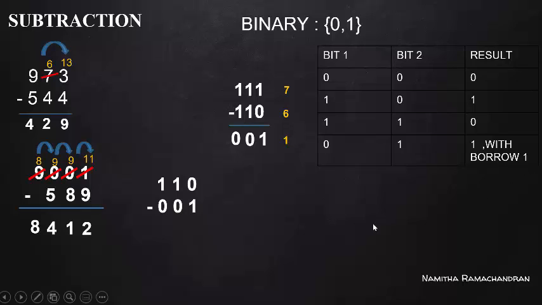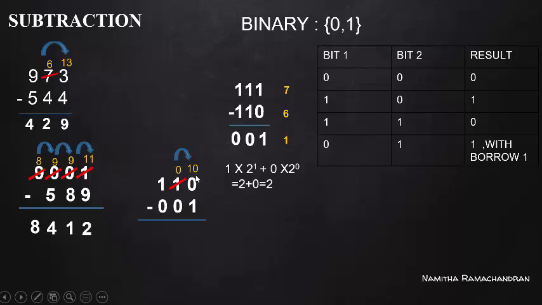Okay, consider this example. Here the numbers are 110 minus 001. So while subtracting, here it is 0 minus 1. This is the case of borrowing from neighbor. So while borrowing from this position, what happened? We need to pass one value from this to this location. So this 1 becomes 0, 1 minus 1 becomes 0. And this position becomes 2.